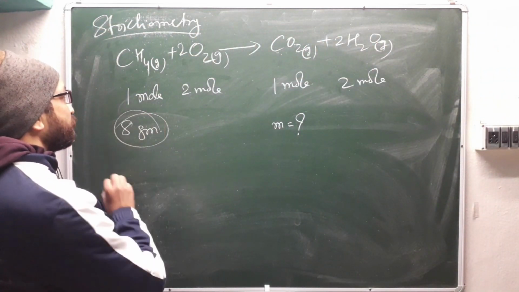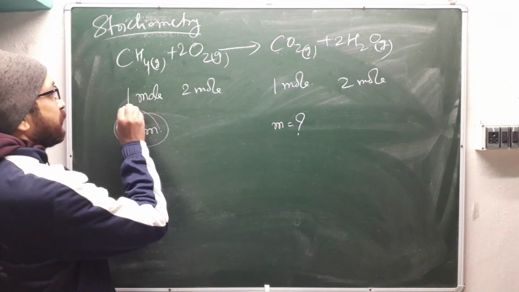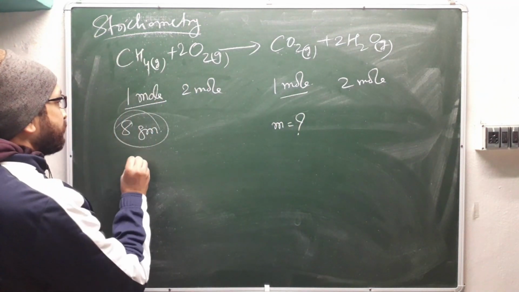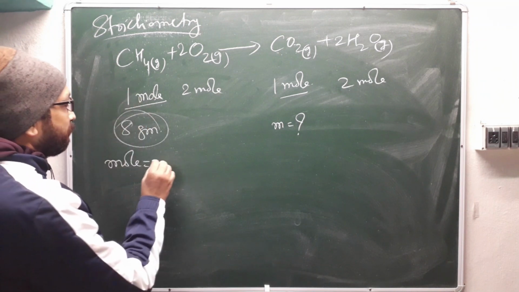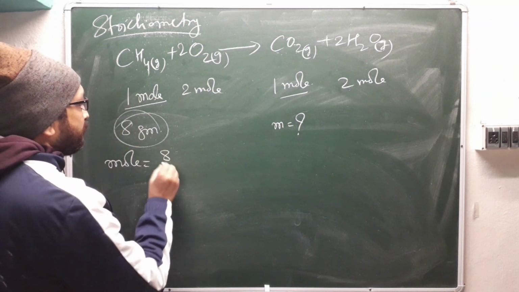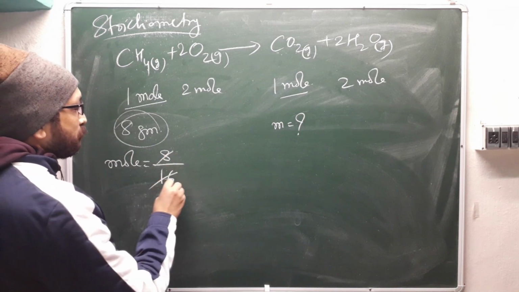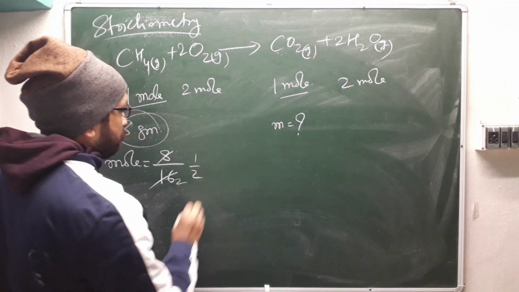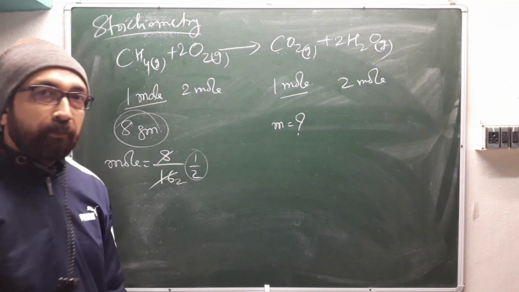First, this 8 gram you convert to moles and then you will get it. We know that 1 mole of methane gives 1 mole of carbon dioxide. Let's see, for 8 gram, how are you going to convert it to moles? The number of moles of methane will be given weight 8 gram divided by its molecular weight, which is 16. So 8 by 16, that is 1 by 2, which means 0.5 mole.